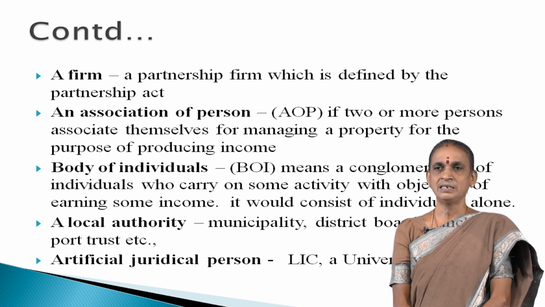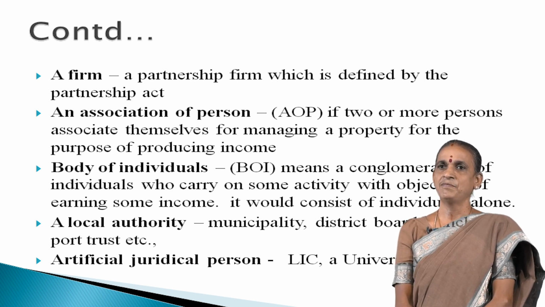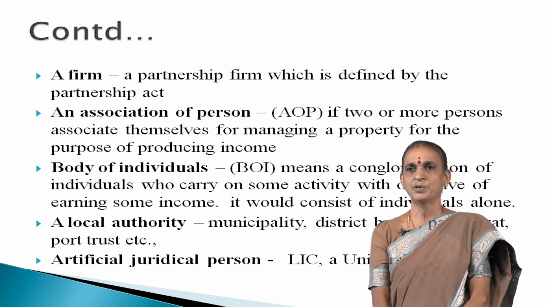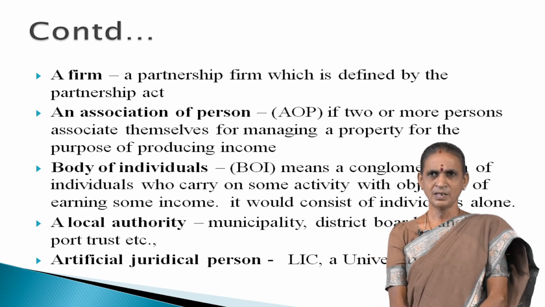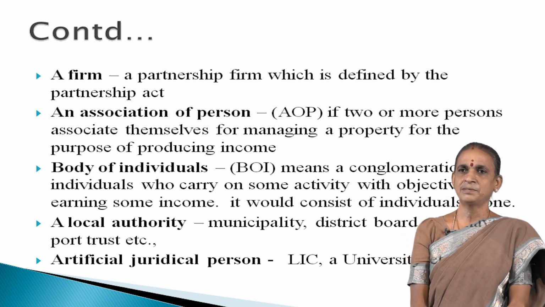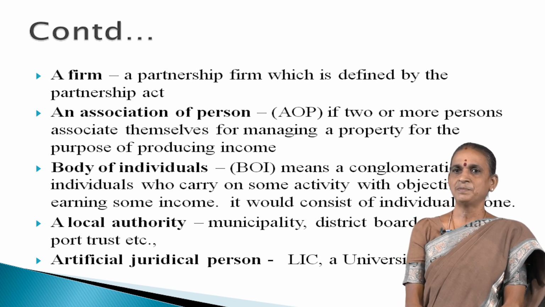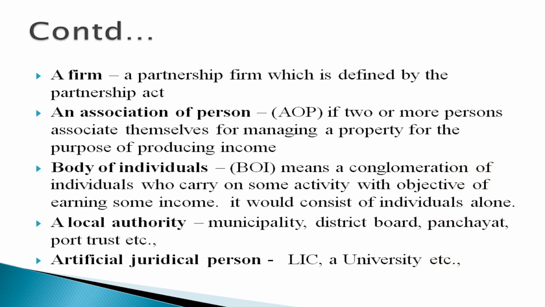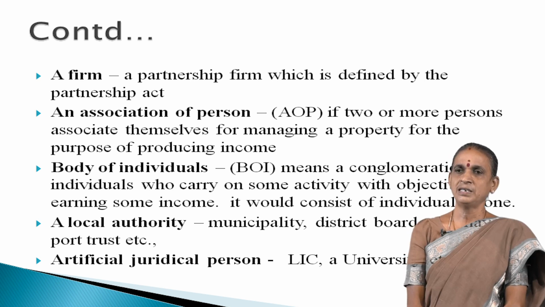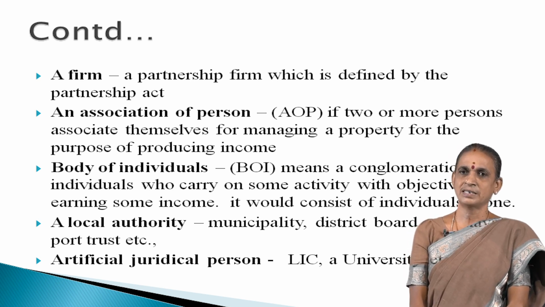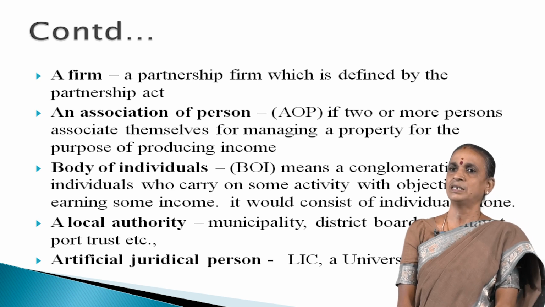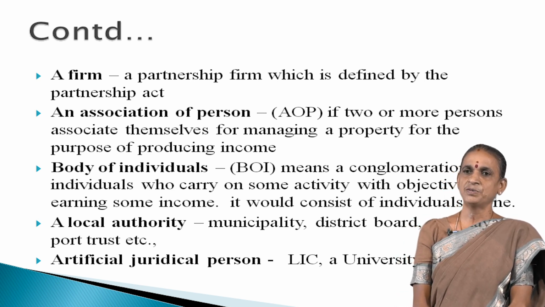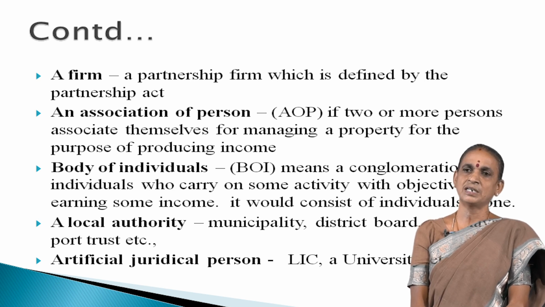An association of persons, we can also call it AOP, exists if two or more persons associate themselves for managing a property for the purpose of producing or earning income. Body of individuals, BOI, means a conglomeration of individuals who carry on some activity with the objective of earning some income. It would consist of individuals alone. A local authority means municipality, district board, panchayat, port trust, etc. Artificial juridical person includes Life Insurance Corporation of India and educational institutions like a university.